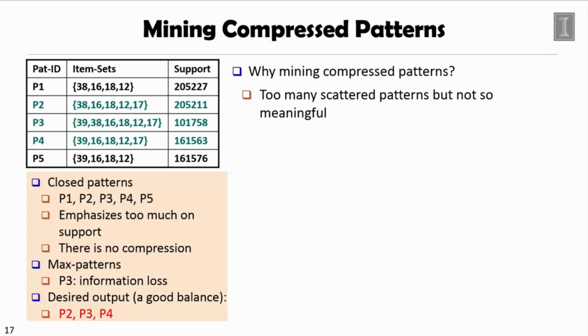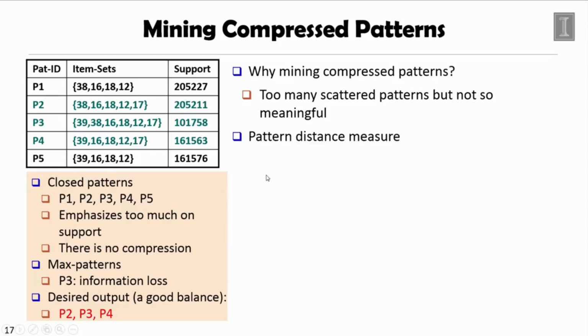What about max patterns? Of course, we can use a max pattern like P3 to represent all the patterns. But on the other hand, you probably see P3's support is rather different from all the others. To use P3, you may lose a lot of information on the supports of other patterns. So the desired output actually is P2, P3, and P4. The reason, as you can see, is P1 and P2 share similar item sets, and they also share very similar support counts. So we may need a good measure to see what things can be compressed.